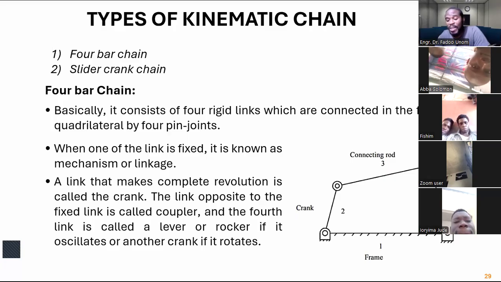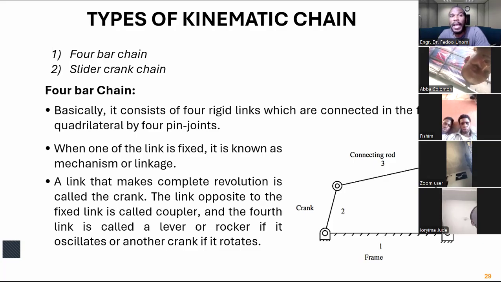The slider crank mechanism is actually an inversion of the 4-bar chain, right? But the 4-bar chain basically has 4 rigid links, okay? And they are connected in such a way that they form something that looks like a quadrilateral with 4 pinpoints. Now each of those pinpoints, when you hear a pinpoint, it means that the joint is a revolute joint. It allows one member to rotate relative to the other.